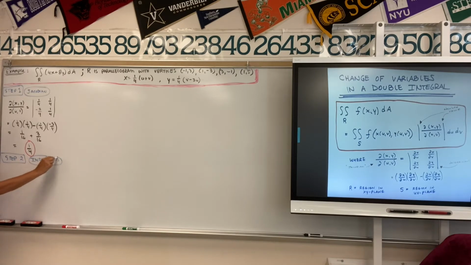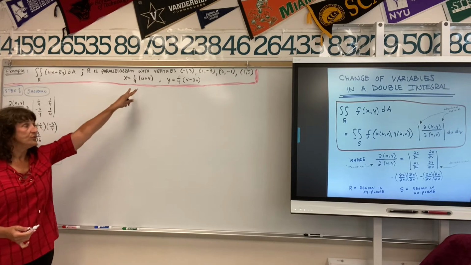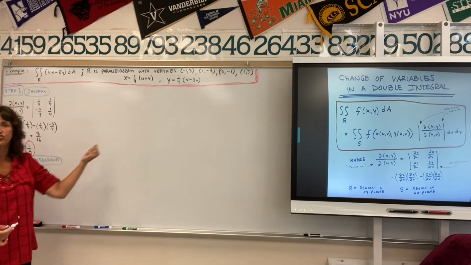So change the integrand over, okay? The integrand right now in terms of x and y is 4x plus 8y. So this is what the integrand is, okay? We want to change the integrand, which is in terms of x's and y's right now, to u's and v's. So you just make a substitution, okay?